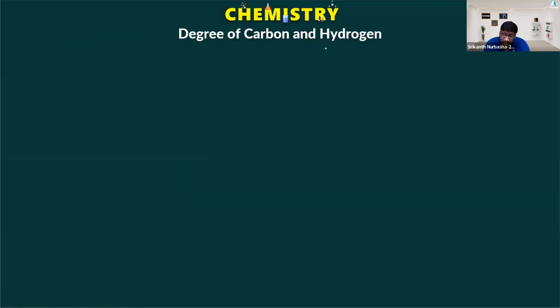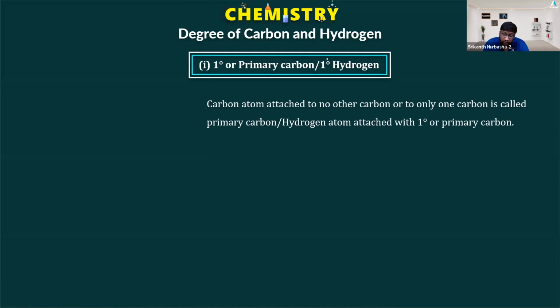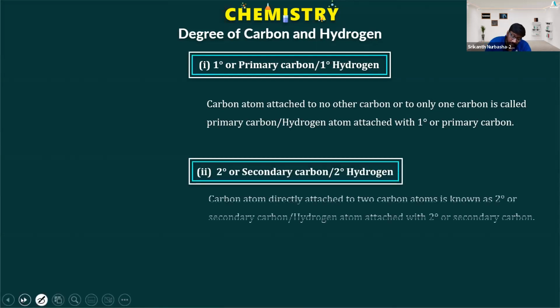Let us proceed with the degree of carbon and hydrogen. So primary carbon or primary hydrogens. What does it mean? A carbon atom attached to no other carbon or only one carbon is called a primary carbon, and a hydrogen atom attached to a primary carbon is a primary hydrogen. If it is attached to no other carbon, it is called methyl.